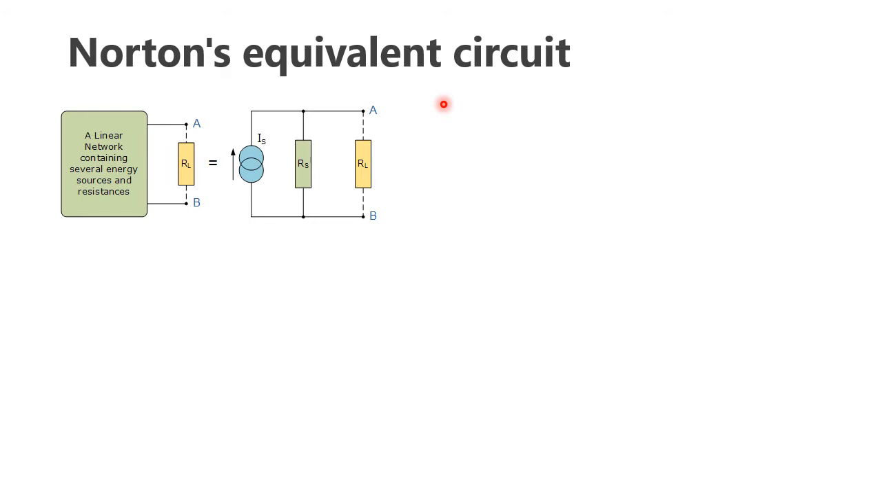Norton's equivalent circuit. If you want to use Norton's theorem for a particular circuit, we have to split the circuit into two parts. One side should contain several energy sources, that means batteries, and resistances. The other side should contain the load resistor. So here we have to select the load resistor. Here I am considering points A and B as my output points.